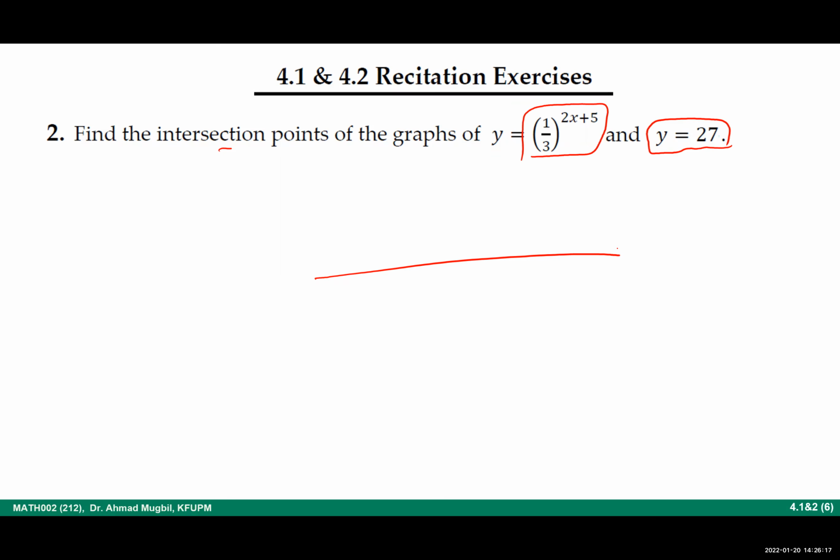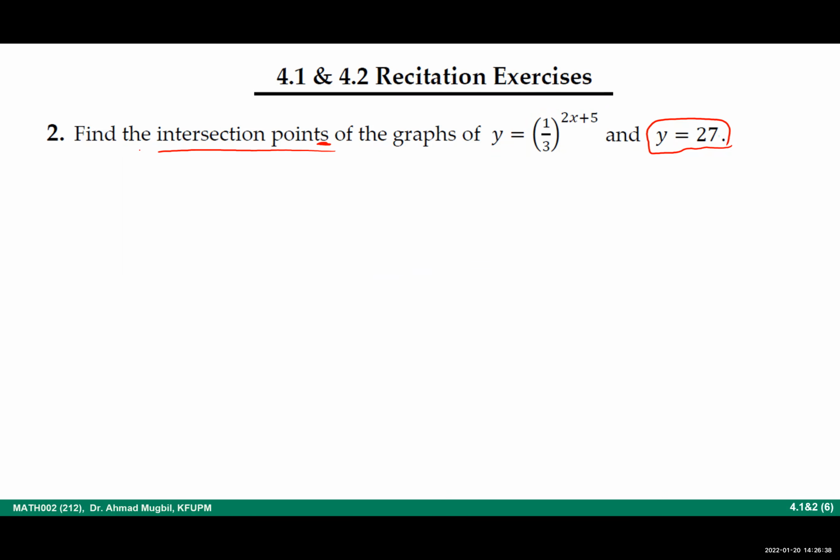You don't need the graph. But we will see later that these graphs are always increasing or always decreasing. So they will have only one intersection point. He's asking about the intersection points. They might be more than one point. The concept of finding the intersection points.